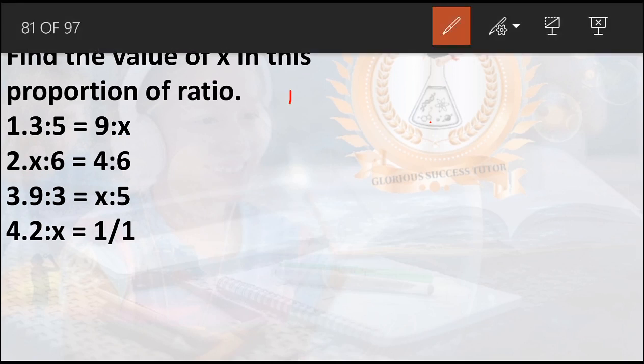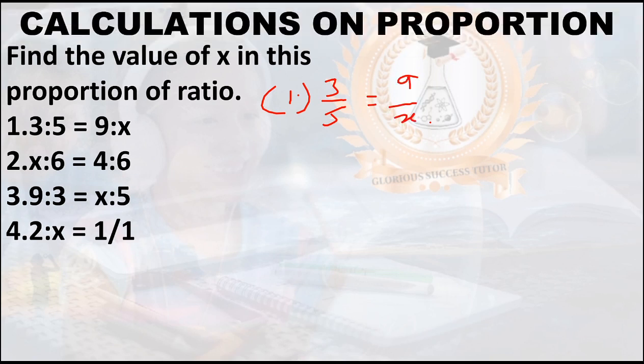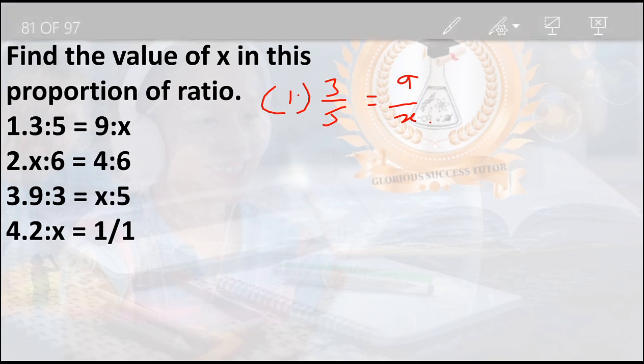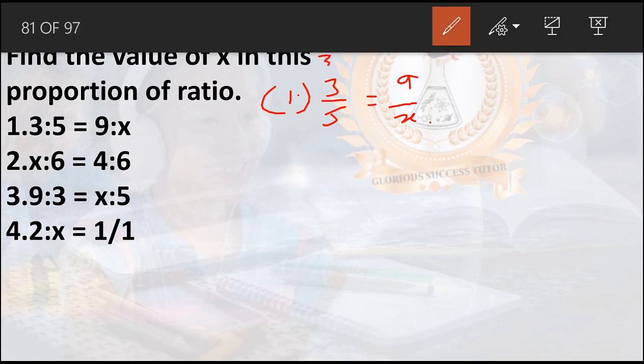The first question says 3/5. Do you agree with me? Because 3:5 is equal to 3/5. I've told you that earlier, right? Now equals 9/x. So 3/5 equals 9/x. Now when you break it down, it's 3/5 equals 9/x. What are you going to do? You can cross multiply. That's the logic behind it.